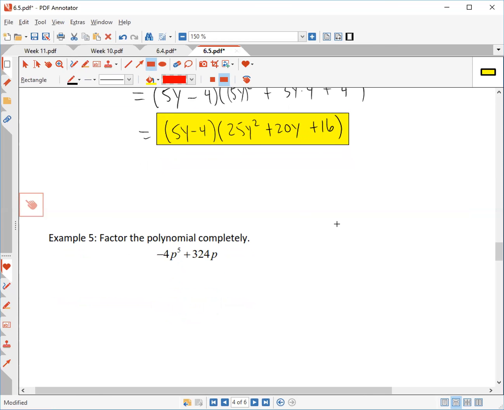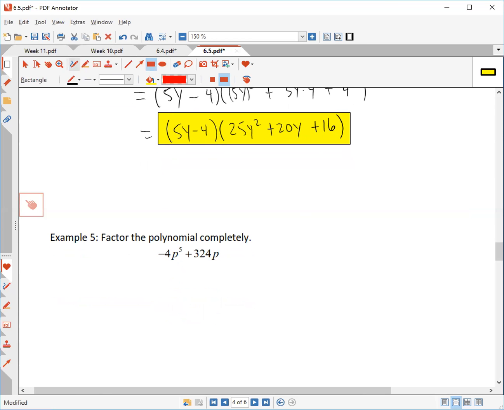Here's another binomial. I don't see any cubes or squares in this one. Remember, with binomials, it's either squares or cubes. So we factor out the GCF, which is negative 4p. That'll leave us with p to the 4th minus 81. All right, now it's clear. Those are squares.